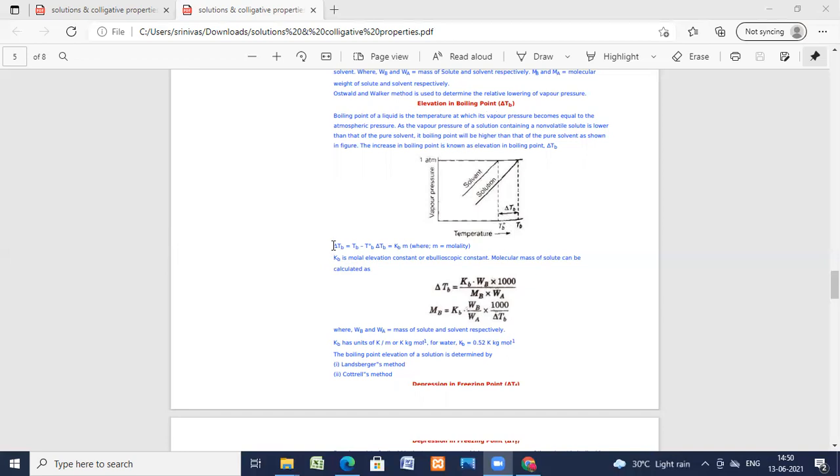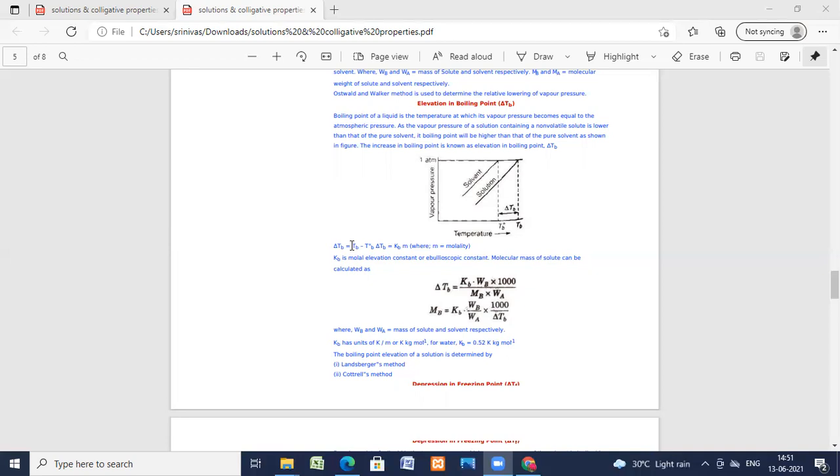Now the formula: delta TB is equal to TB minus T naught B, and delta TB is equal to KB into m. So delta TB finally is equal to KB into m. KB is the molar elevation constant or ebullioscopic constant, and using the elevation of boiling temperature, we can calculate the molecular weight of the solute.